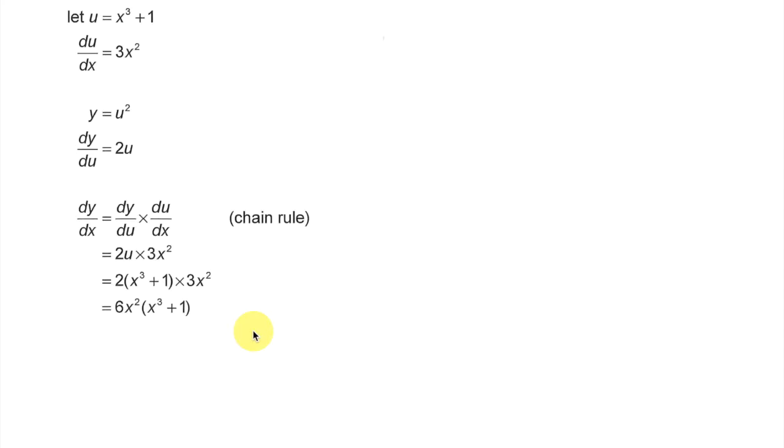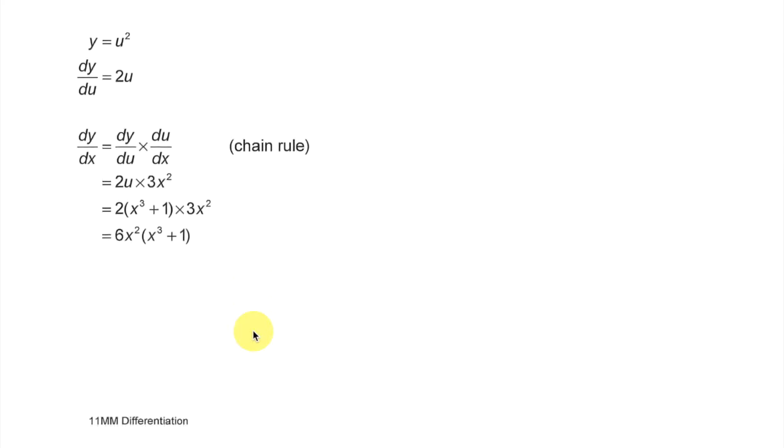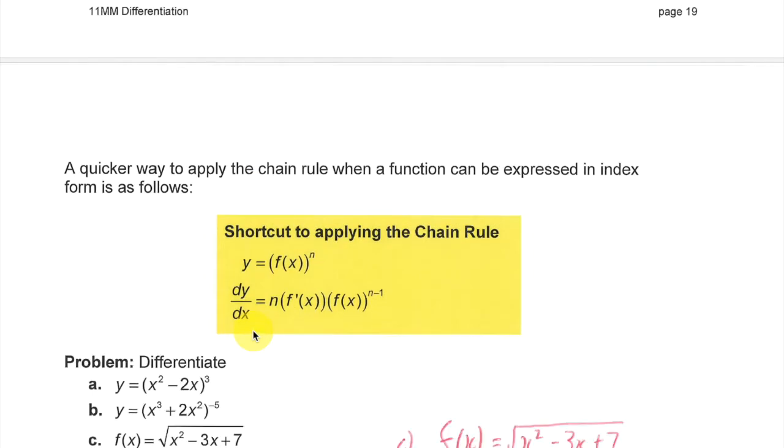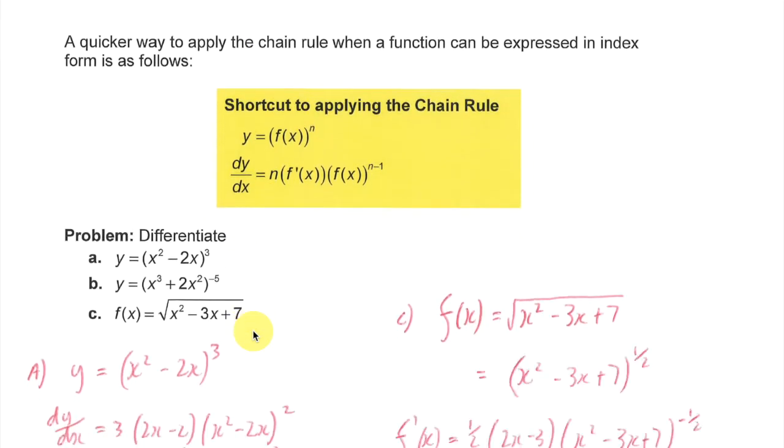Now that can take us a fair bit of time to work out using the chain rule. And fortunately, there's a shortcut. So if I have y equaling some function of x raised to the power of n, then dy/dx is equal to this. The power comes down. I take the derivative of f(x). I multiply it by the original function, f(x) inside here, and raise that to 1 less than what the previous power was, so just n minus 1.